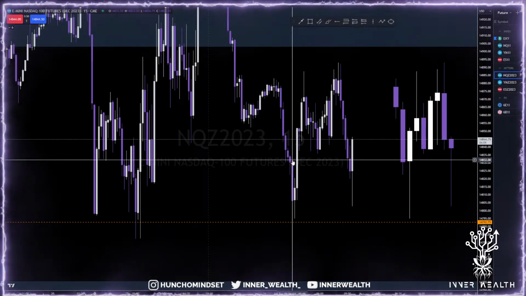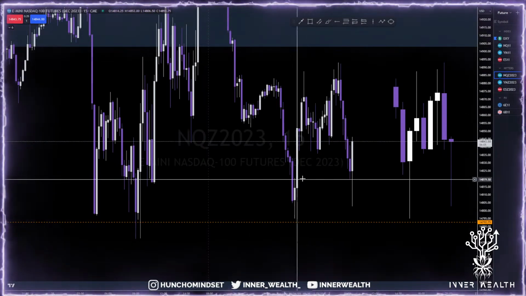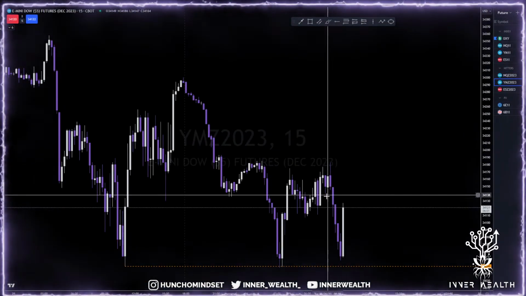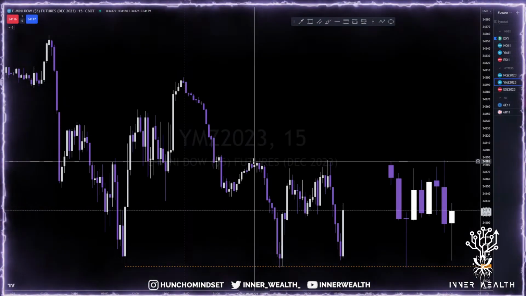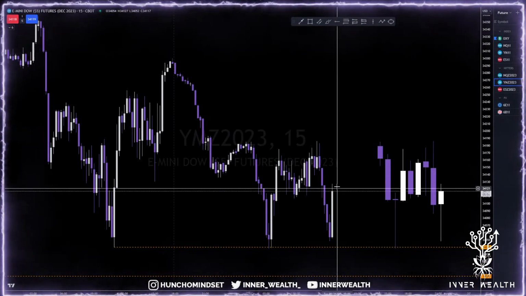Not that I'm against limits, but look at this 15-minute area that we ended up respecting on Nasdaq. It ended up respecting at the end of the day. Dow ended up respecting too. We're creating a bunch of liquidity to the downside. That's a really good sign. Maybe we'll come back for that later on.